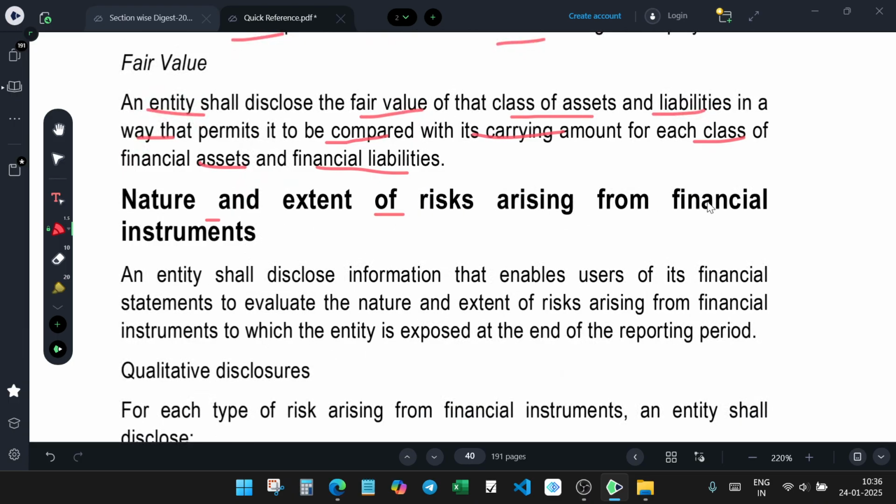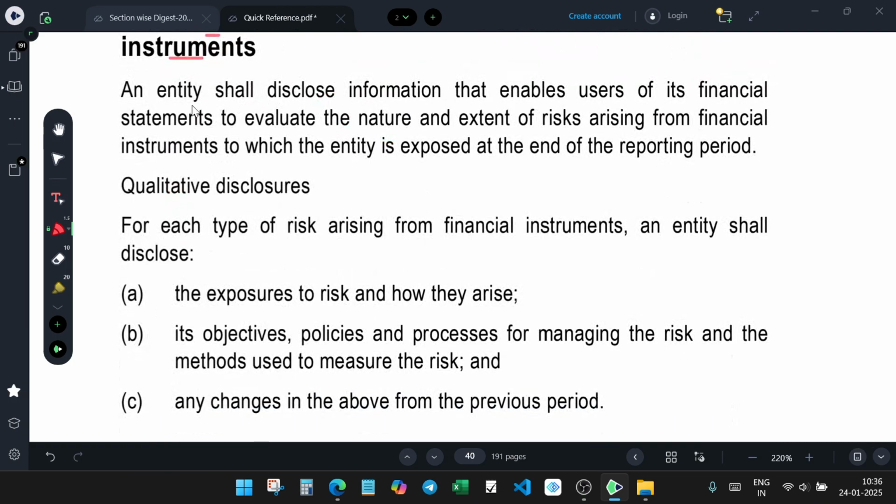Nature and extent of risk arising from financial instruments. The entity shall disclose information that enables users of financial statements to evaluate the nature and extent of risk arising from financial instruments to which the entity is exposed at the end of the reporting period.